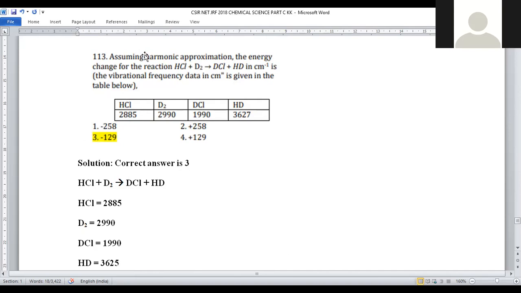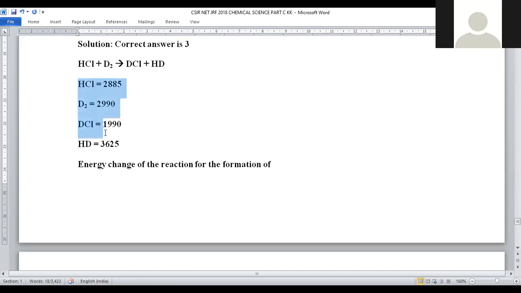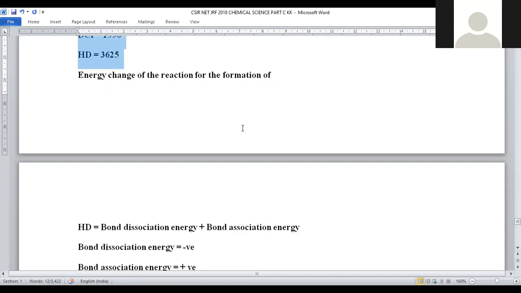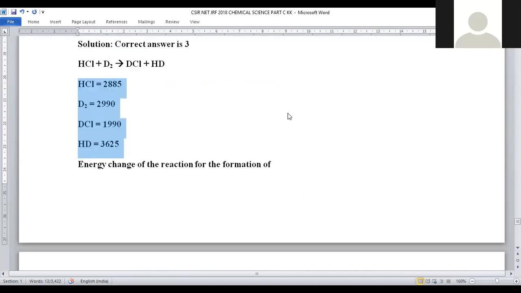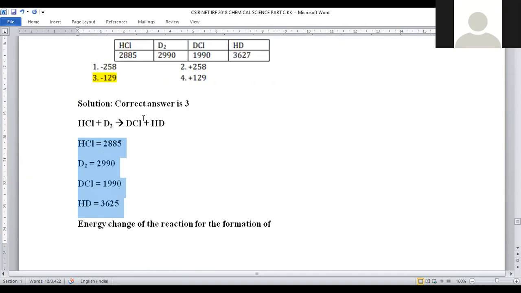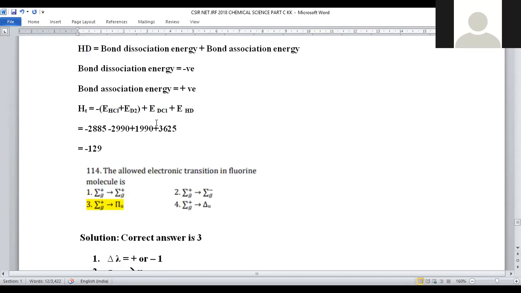So we have to predict the energy change during the conversion of reactants into products. That energy change needs to be calculated. In order to get that, the data provided will be taken, and the energy change during the transformation of HD formation we are considering. This is given by bond dissociation energy plus bond association energy. Bond dissociation of HCl and deuterium and bond association of DCl and HD will be considered. Always dissociation is denoted with a negative sign, association with a positive sign, right?